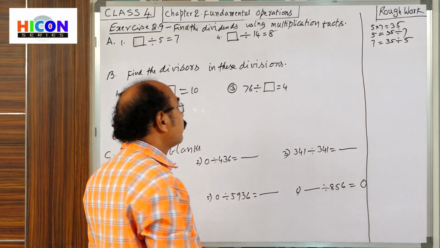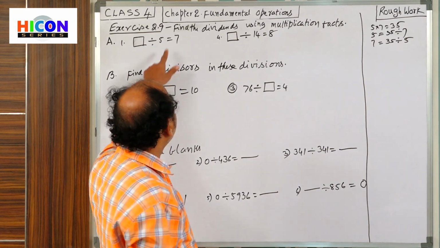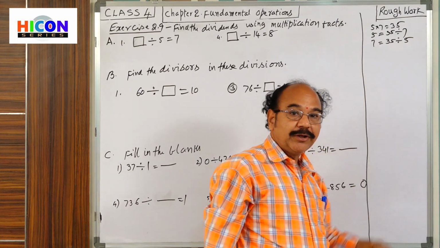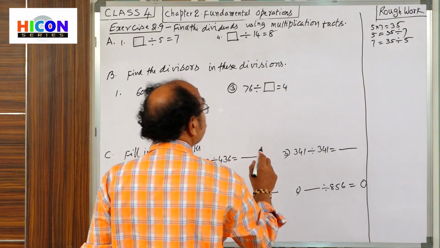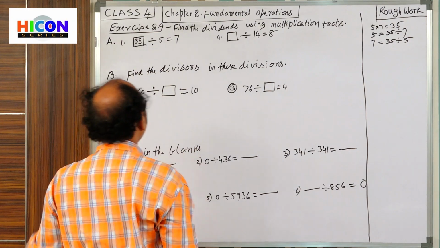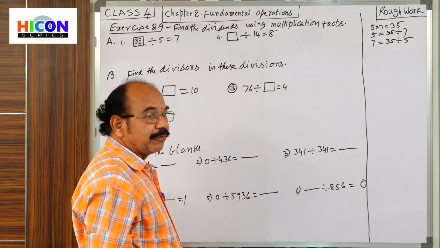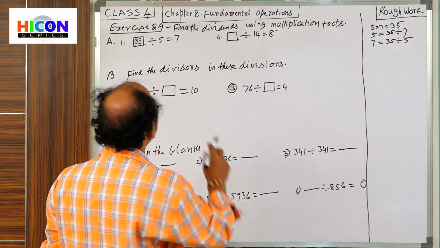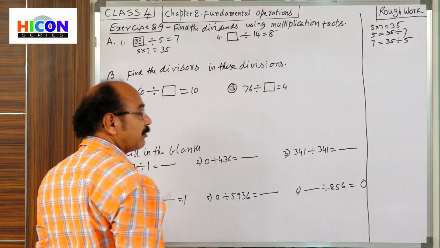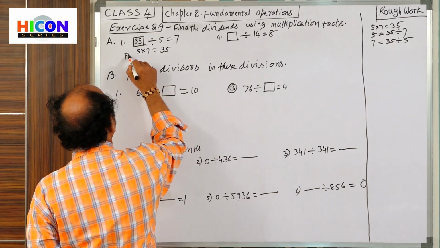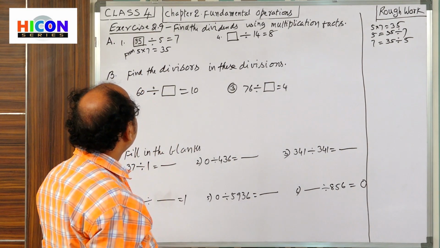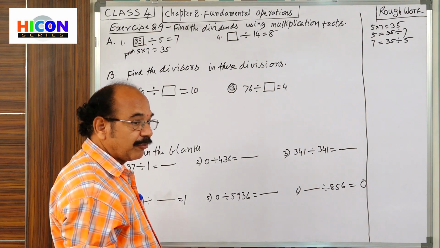If you want to get 7, 35 is to be divided by 5. So 35 divided by 5 is equal to 7. What is the multiplication fact used? 5 sevens are 35. From 5 into 7 is equal to 35, we can say that 35 divided by 5 is equal to 7. Like that.